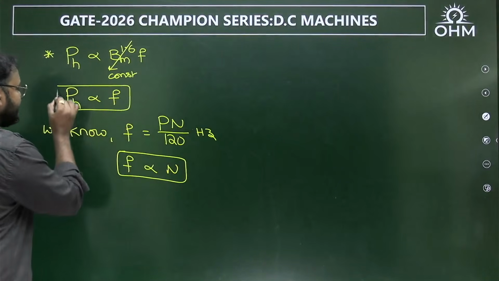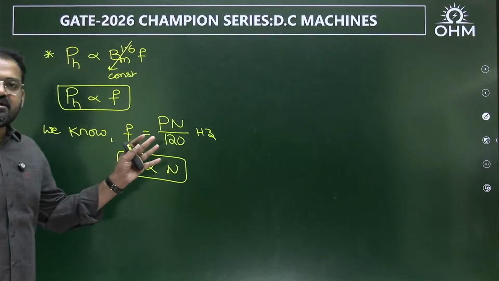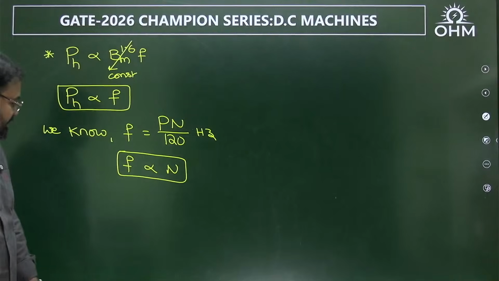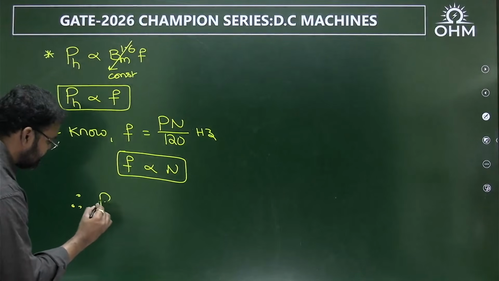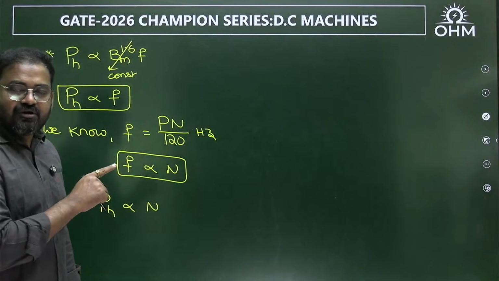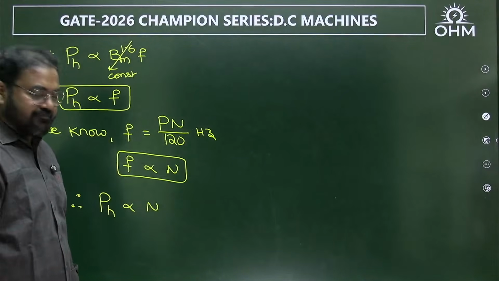Hysteresis loss is directly proportional to frequency. That means, can I say hysteresis loss is dependent on speed? Definitely. Correct or not? Therefore, hysteresis loss is directly proportional to speed. N is not the number of turns, that is the speed in RPM.